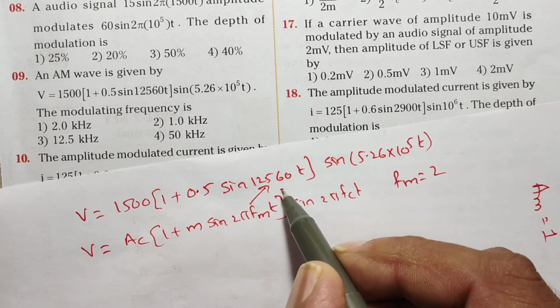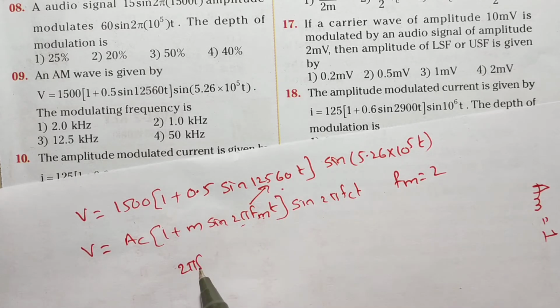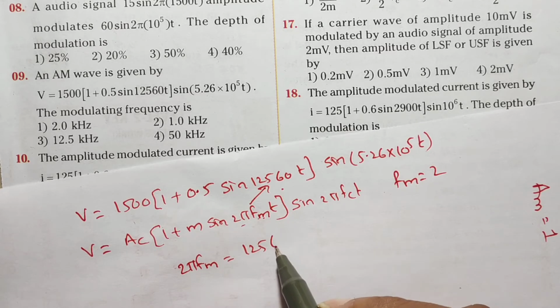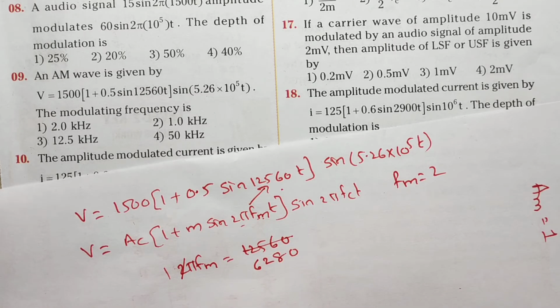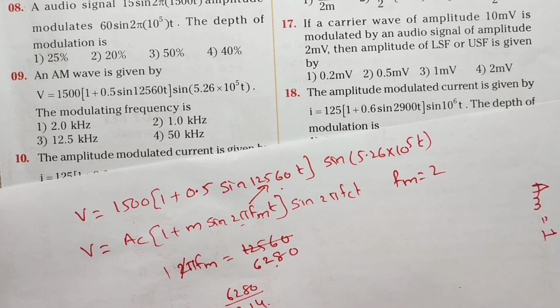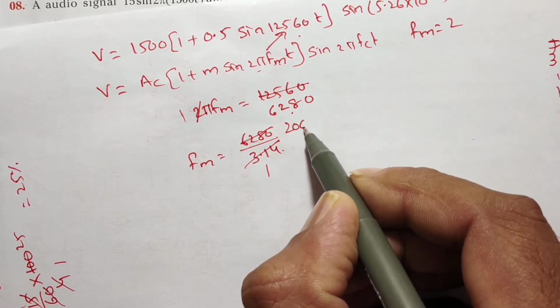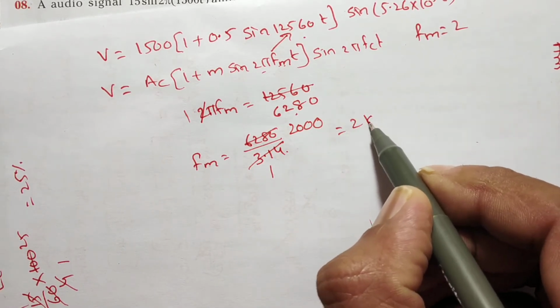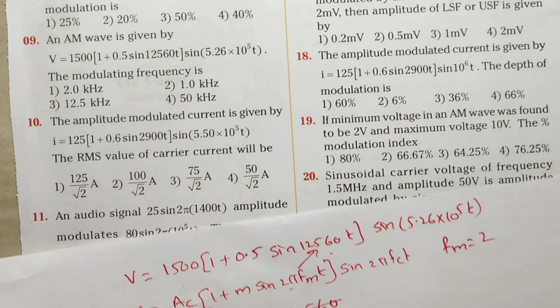On comparing these two, 2 pi fm we are getting as 12560. 2 pi fm is equal to 12560. Two ones, two sixes, 6280. That means fm is equal to 6280 divided by pi, where pi is 3.14. Now we are getting 2000. That means 2 kilohertz. fm is 2 kilohertz. Now the 10th question.